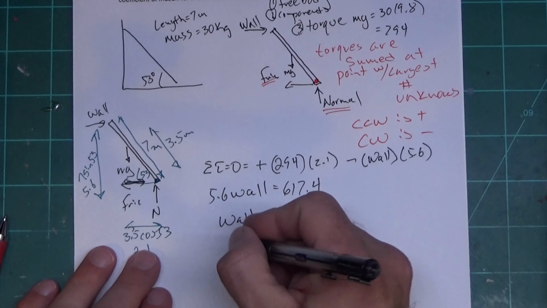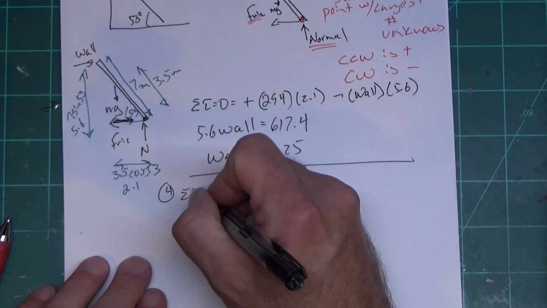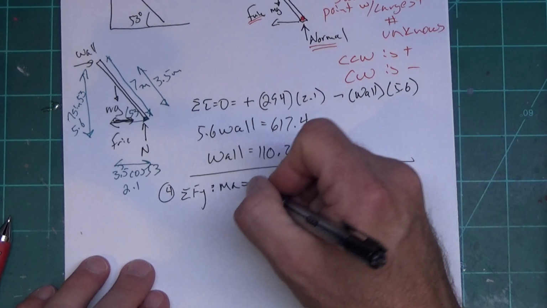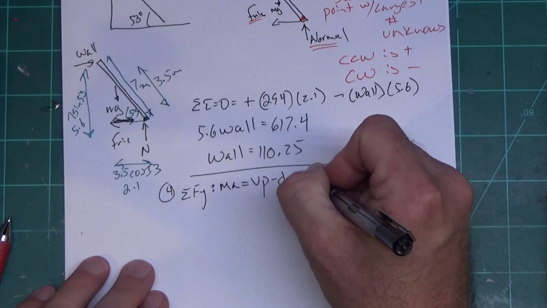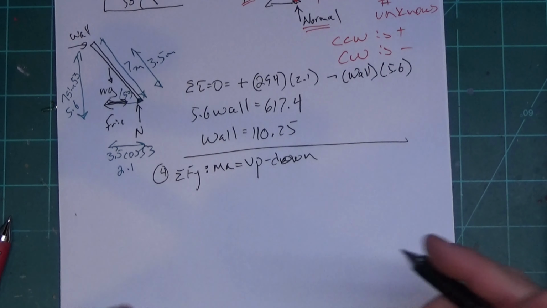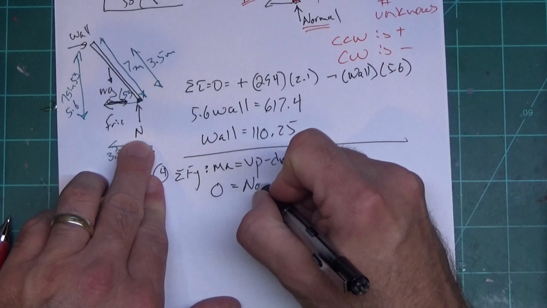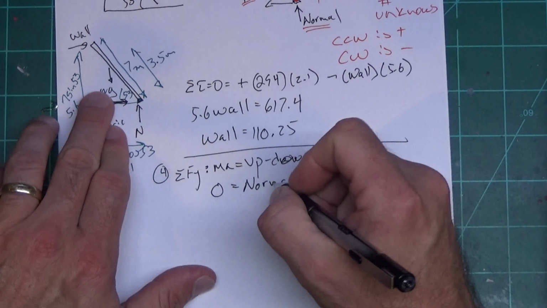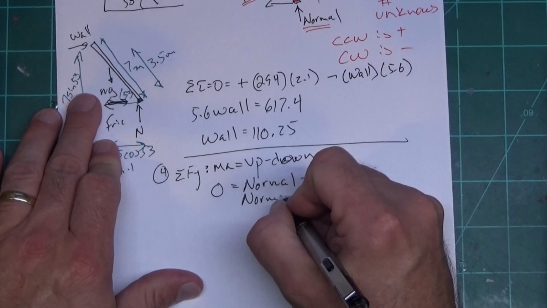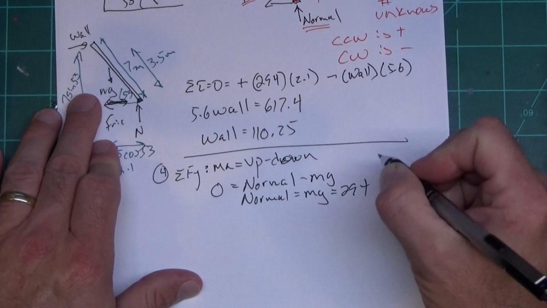Now that I've got that done, step 4 is sum of the forces in the y direction. That's usually ma equals up minus down. Now this thing is not moving up or down, so it'll be 0 equals. Going up, I have my normal force, and going down, I have mg. So this tells me my normal force is equal to mg, which is equal to 294.